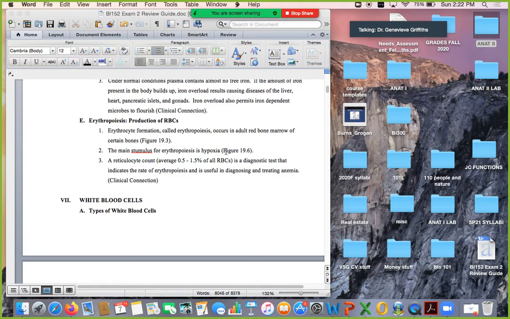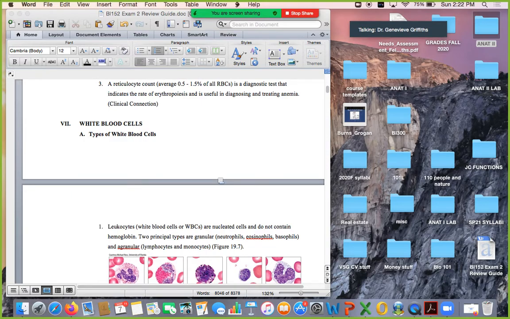Okay, baby. And we're able to count the amount, or the rate, of erythropoiesis. And this is something that can help us in diagnostics, particularly in people that are ill or have anemic conditions already. So that's red blood cells. Do you have any questions on red blood cells?